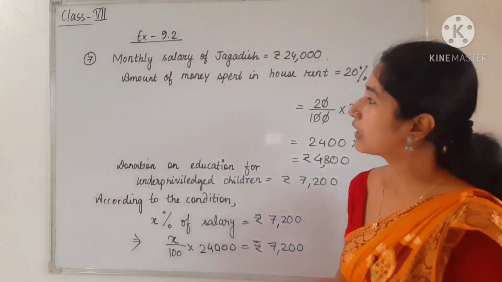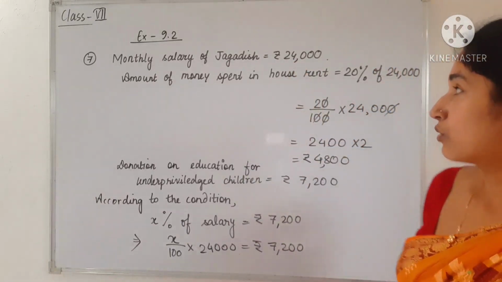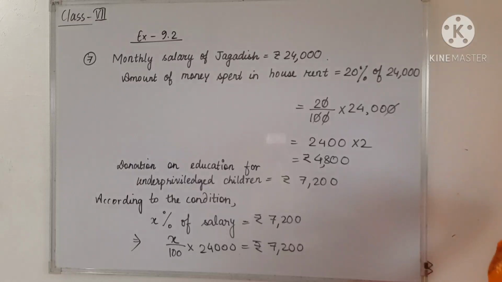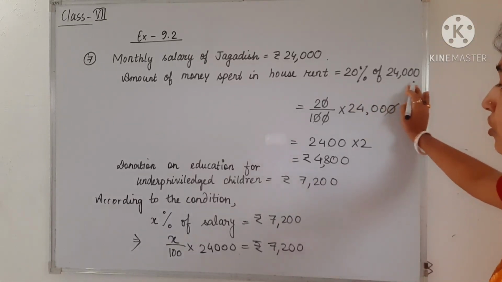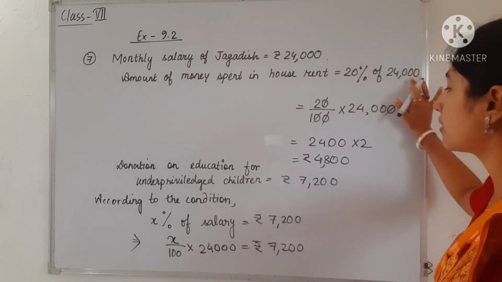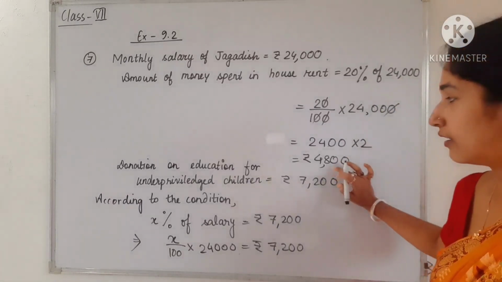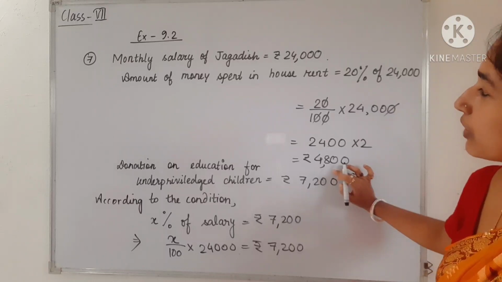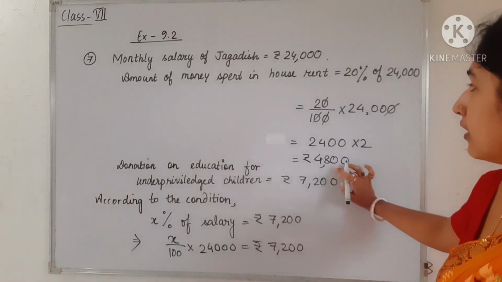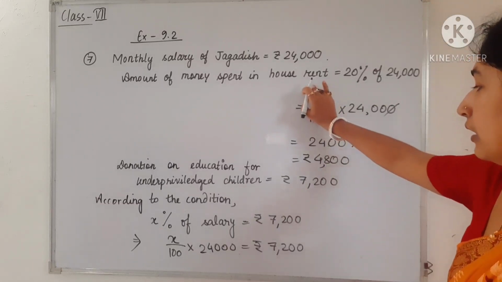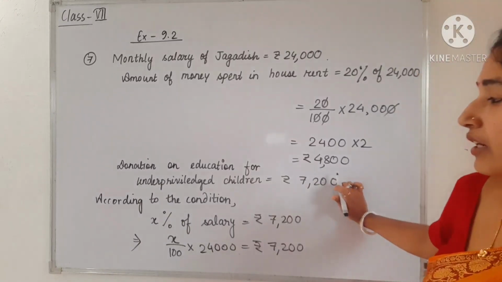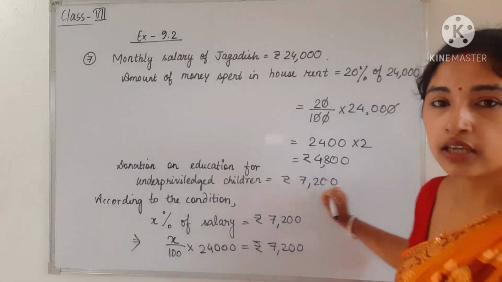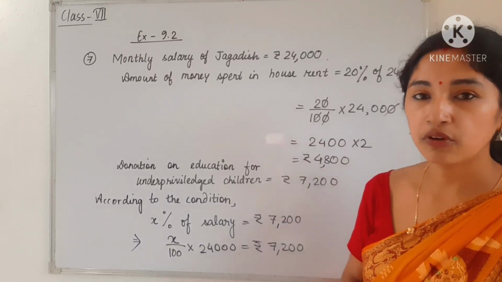So see, monthly salary of Jagdish is this much, 24,000, and the amount of money he spent on house rent will be 20% of his salary. So that will be 20% of 24,000. So when we find 20% of this amount, we will get rupees 4,800. That is the amount of money he is going to spend as house rent. Okay. So this is the first thing that was asked in the question, and the second thing is we have to find the percentage of his salary he is donating to the underprivileged children.